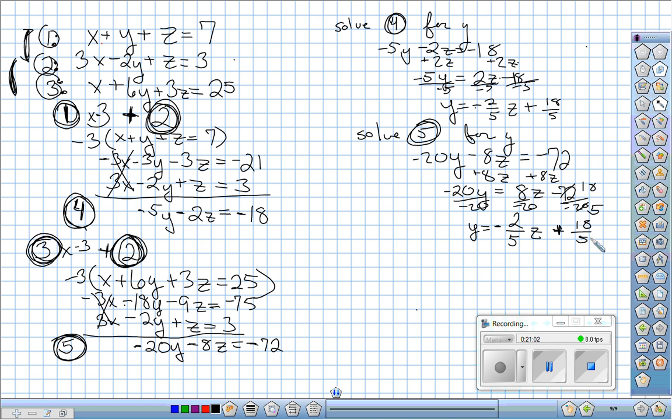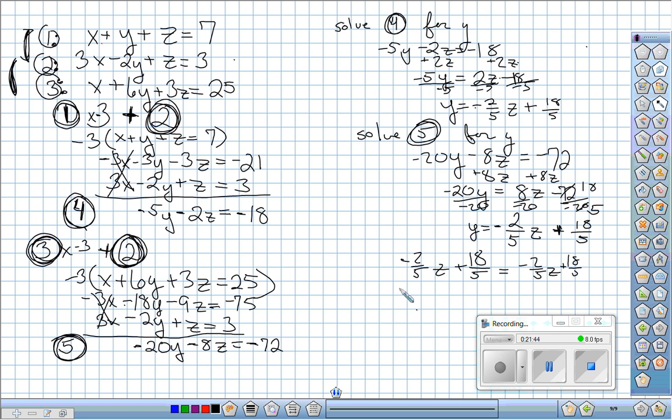And then I get 18 over 5. If you guys wanted to see more and you're thinking, well, that's kind of odd that I got the same equation, what I'm going to do is some substitution and set them equal to each other. Even if I did just set them equal to each other, I'd have negative 2 over 5 z plus 18 over 5 equals negative 2 over 5 z plus 18 over 5. All that's going to happen at the end is I'm going to get 18 over 5 equals 18 over 5, or z equals z, or 0 equals 0.